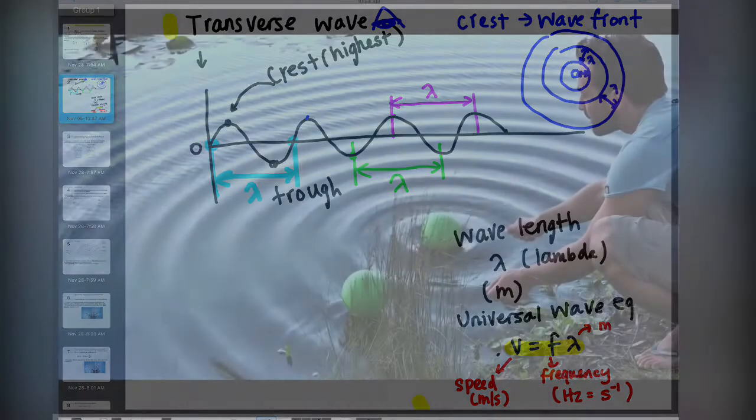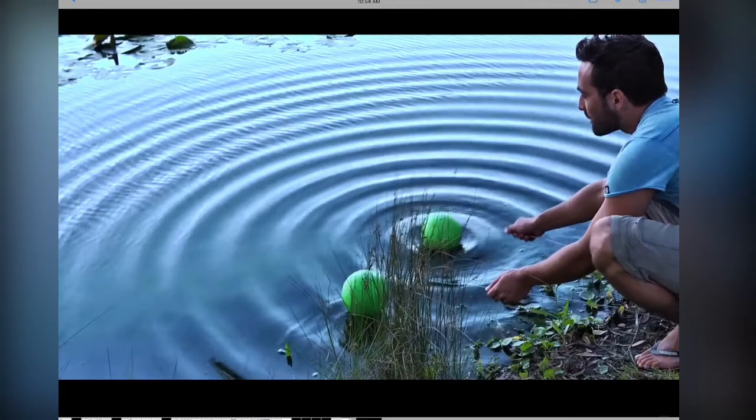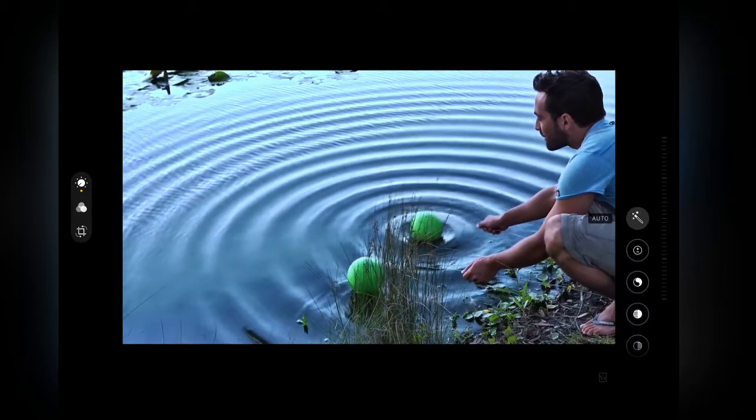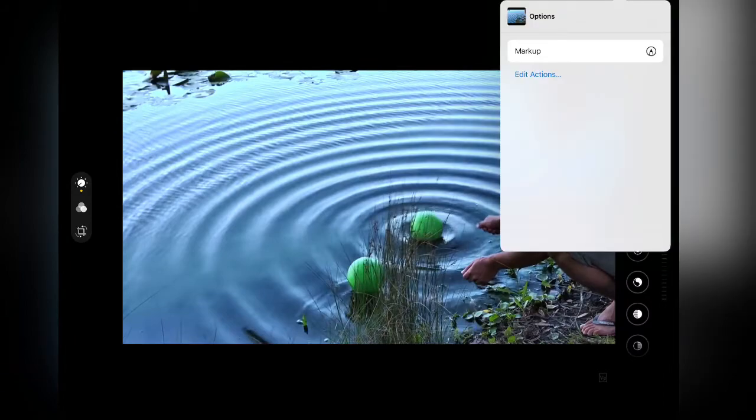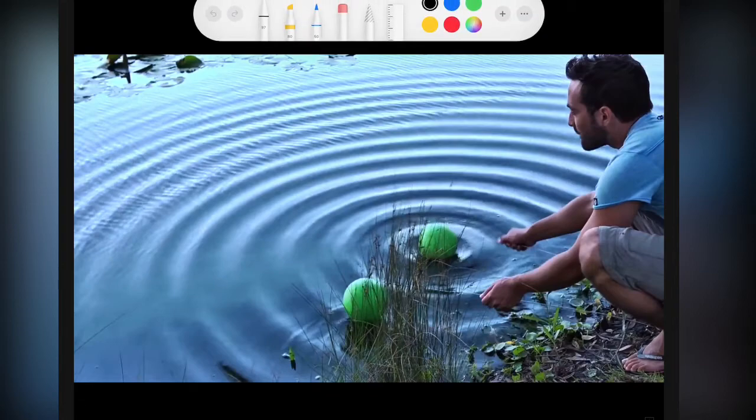Okay. So here's a picture. If we are focusing on the one on the right-hand side of his hand, he's making a ripple that's happening, if we're only focusing on this one, okay? Do you see how there's the crest and the trough, and the crest and the trough, and the crest and the trough as they go out?